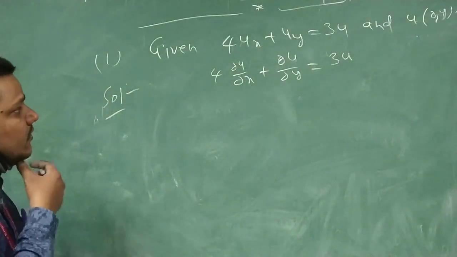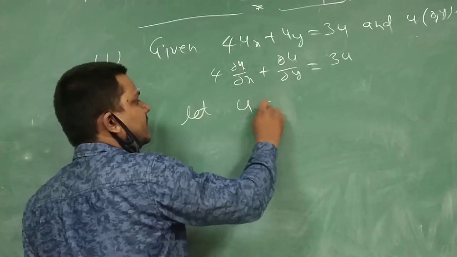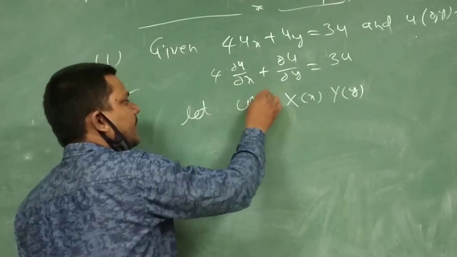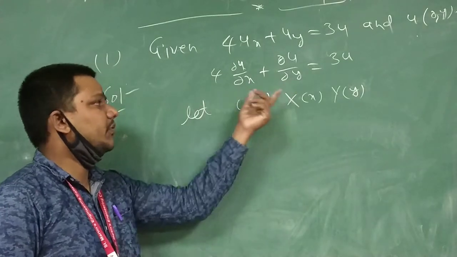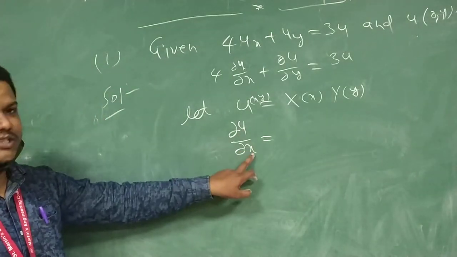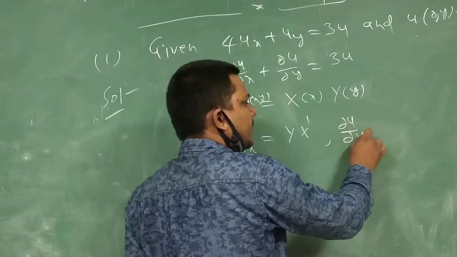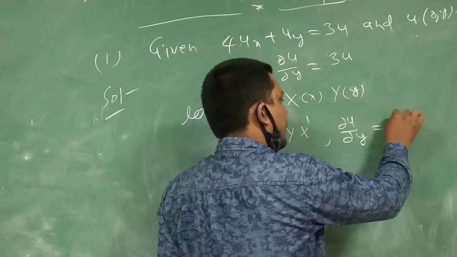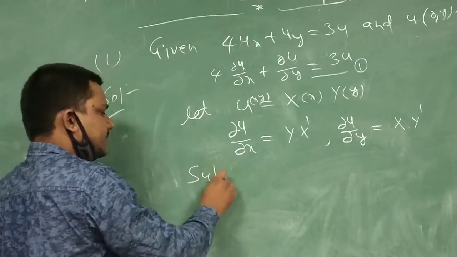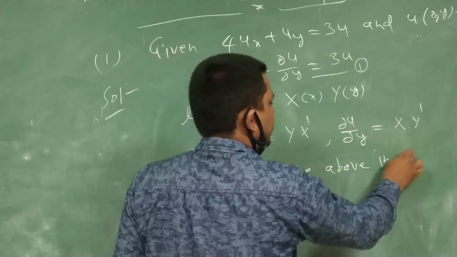Now first of all, we take the given function u in terms of x and y, that is, let u is equal to X in terms of x alone, Y in terms of y alone, which is u of x, y. First we have to find these two terms, dou u by dou x as well as dou u by dou y. The partial derivative of the function u with respect to x gives Y into X dash. Similarly, dou u by dou y is X into Y dash. Substitute these two in equation 1.